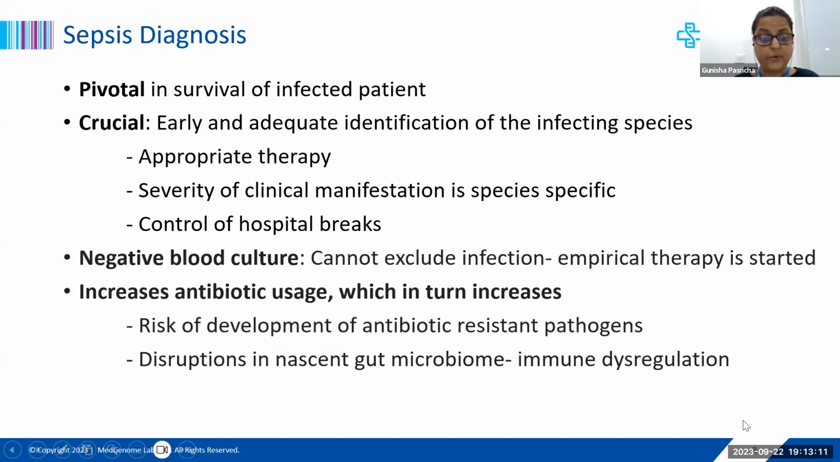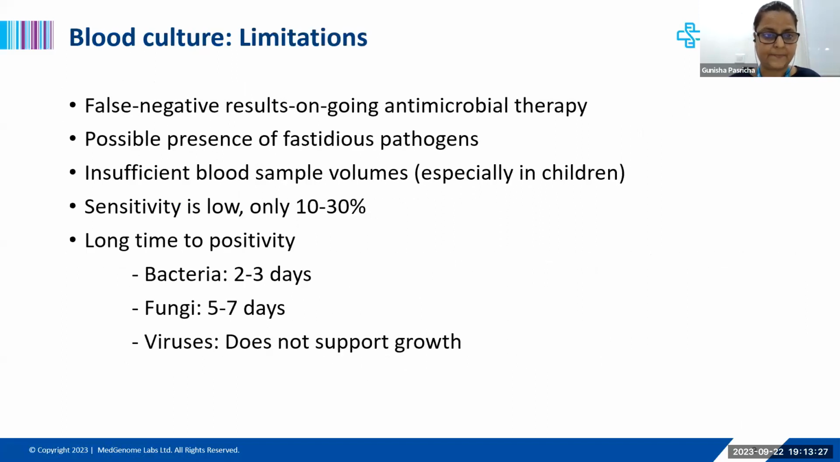And in the case of neonates, it is a disruption of the nascent gut microbiome, which causes complete immune dysregulation. As you have seen in the earlier slide, neonatal sepsis is very predominant. Almost 1/5 of the deaths in neonates are because of sepsis.